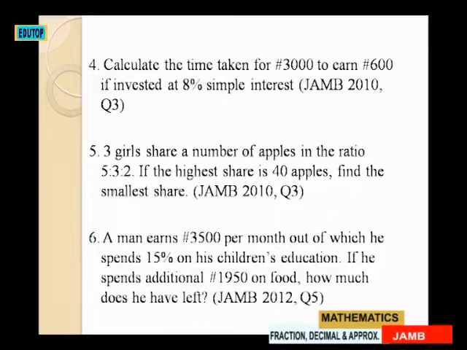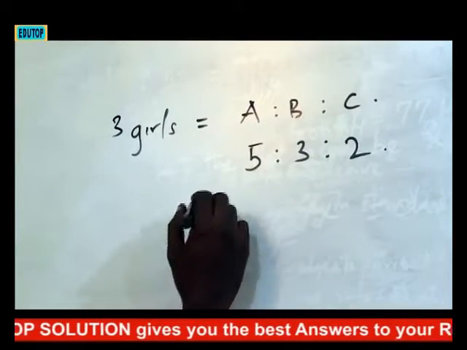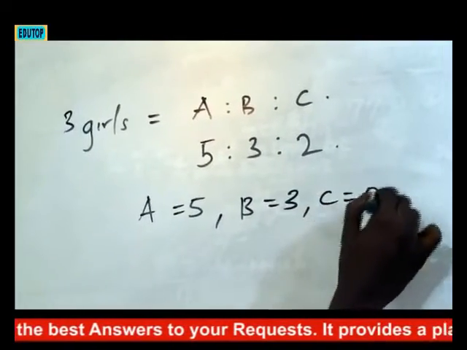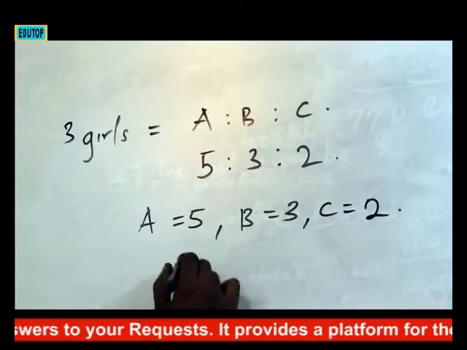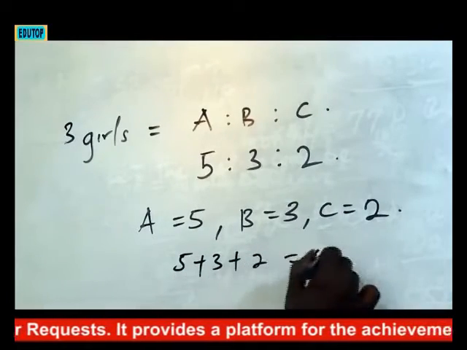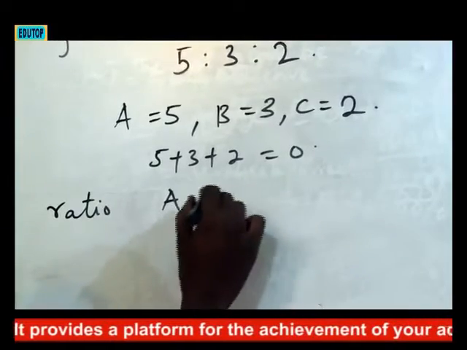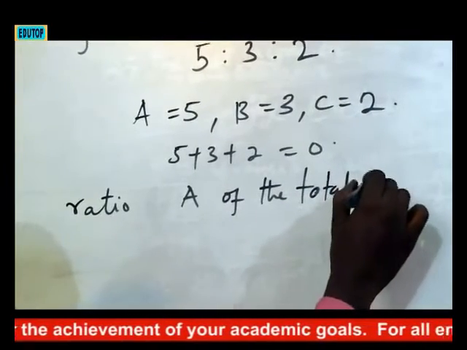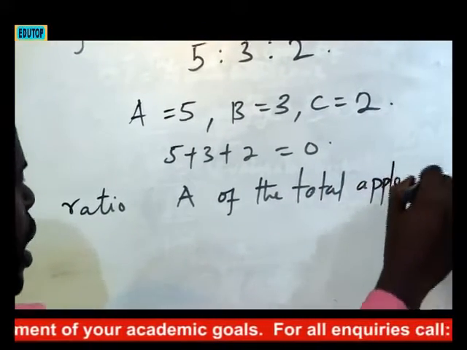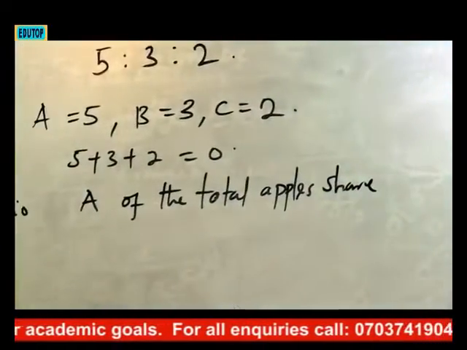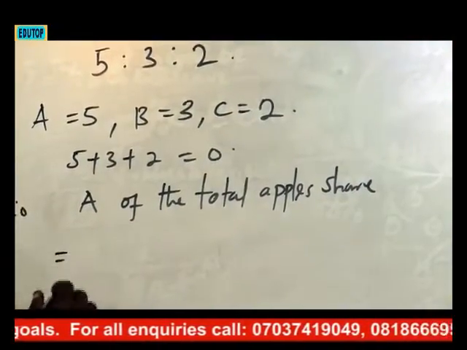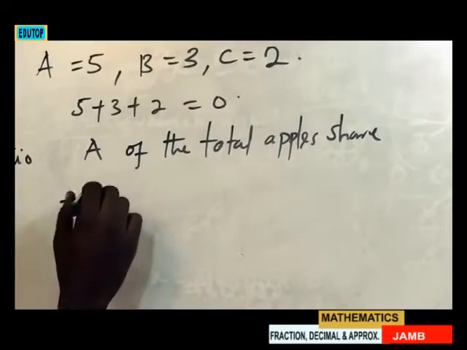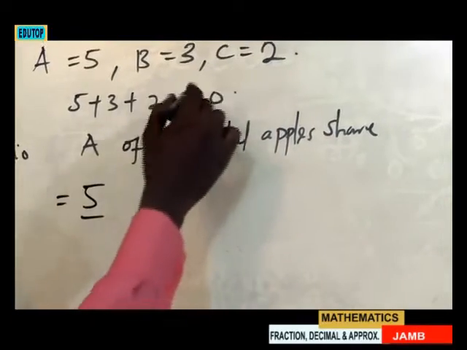Now, the first thing we ask ourselves, the one with the highest ratio is A, which is 5, followed by B, which is 3, followed by C, which is 2. The total number is 5 plus 3 plus 2, and that is 10. So in that situation, the ratio of A will definitely be 5 over the total. What is the total? 10.